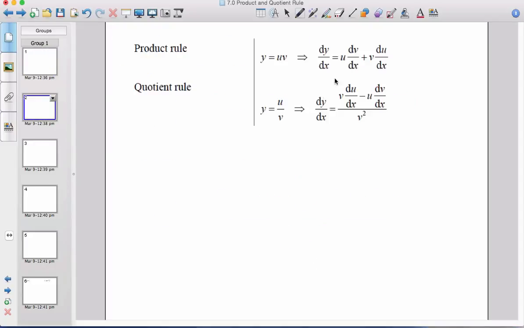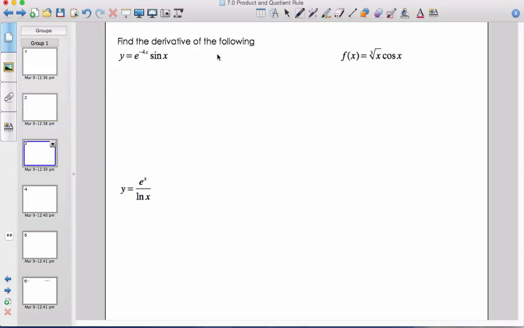Okay, here's how it's written in your formula booklet. If the function y is u times v, then it's u times the derivative of v plus v times the derivative of u. And if the function is y equals u over v, then it's v times the derivative of u minus u times the derivative of v, divided by v squared. So it's written there, but you don't want to go back and forth. This is something that you want to commit to memory. All right, let's do some questions together.